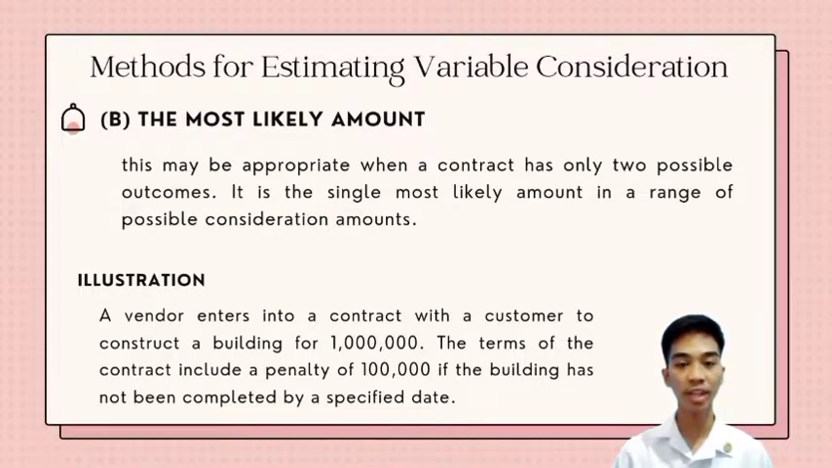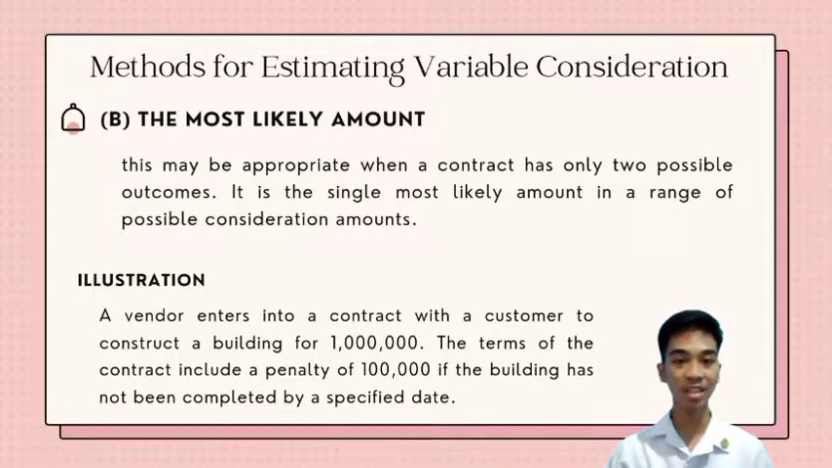Illustration. A vendor enters into a contract with a customer to construct a building for 1 million. The terms of the contract include a penalty of 100,000 if the building has not been completed by a specified date. In determining the transaction price, the vendor considers the approach that will better predict the amount of consideration that it will ultimately be entitled to. It concludes that the most likely amount method is the appropriate approach. This is because there are only two possible outcomes. Either the penalty will be applied, wherein they will only receive 900,000, or it will not be applied such that it will receive the whole 1 million pesos.